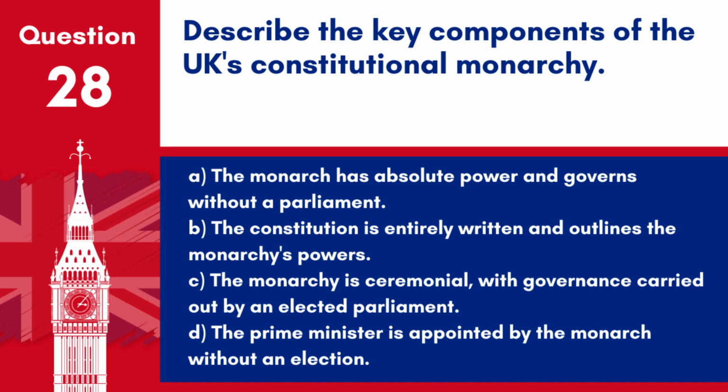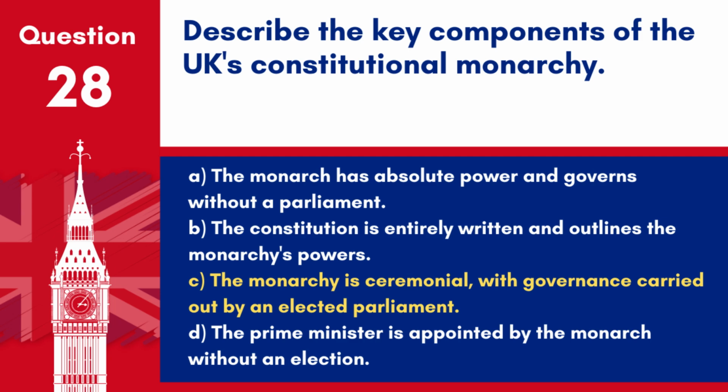A. The monarch has absolute power and governs without a parliament. B. The Constitution is entirely written and outlines the monarchy's powers. C. The monarchy is ceremonial, with governance carried out by an elected parliament. D. The Prime Minister is appointed by the monarch without an election. Answer. C. The monarchy is ceremonial, with governance carried out by an elected parliament.